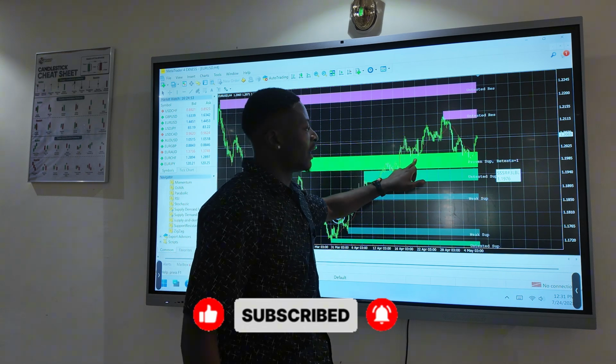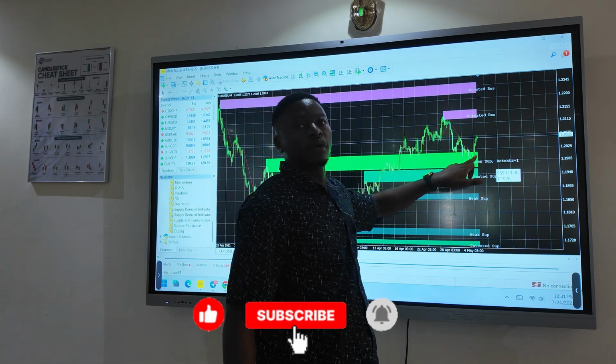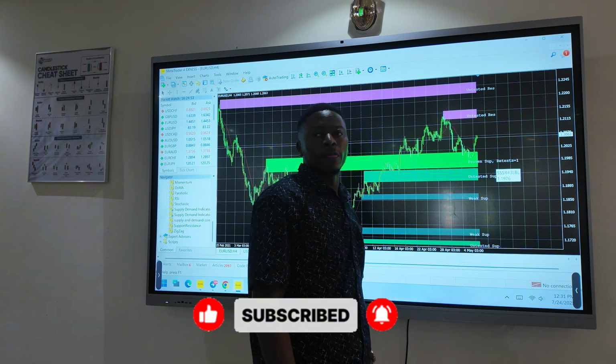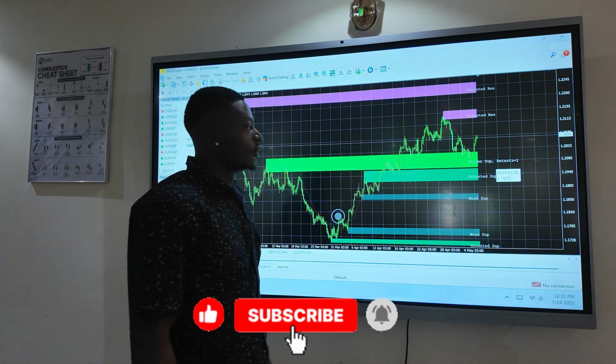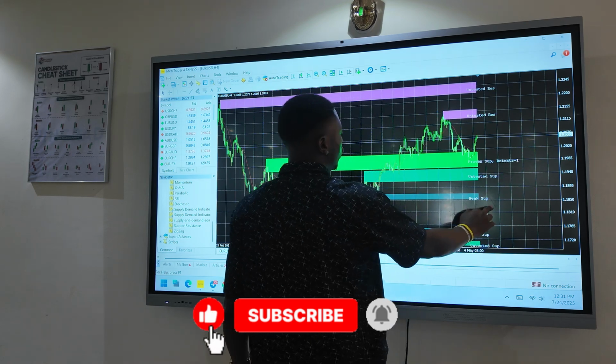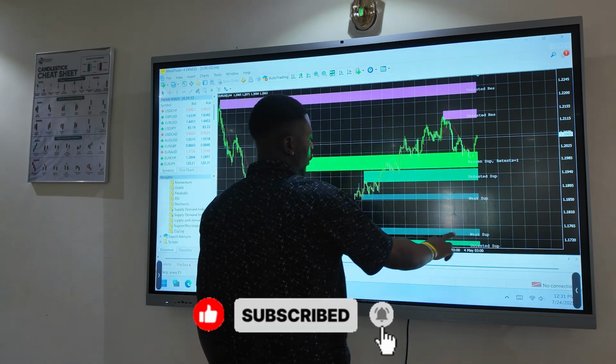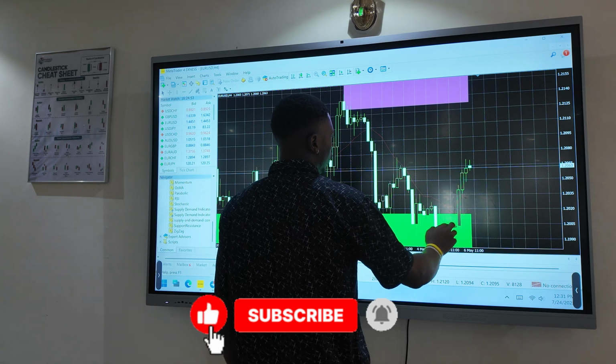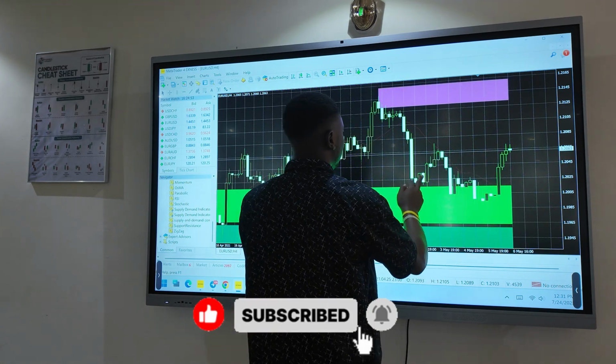The break went up, came back. We tested, went up and came back. So we have a proven support right there. You see that? So we have a proven support here. We have untested support. We have a weak support right here. We have an untested support right down here.